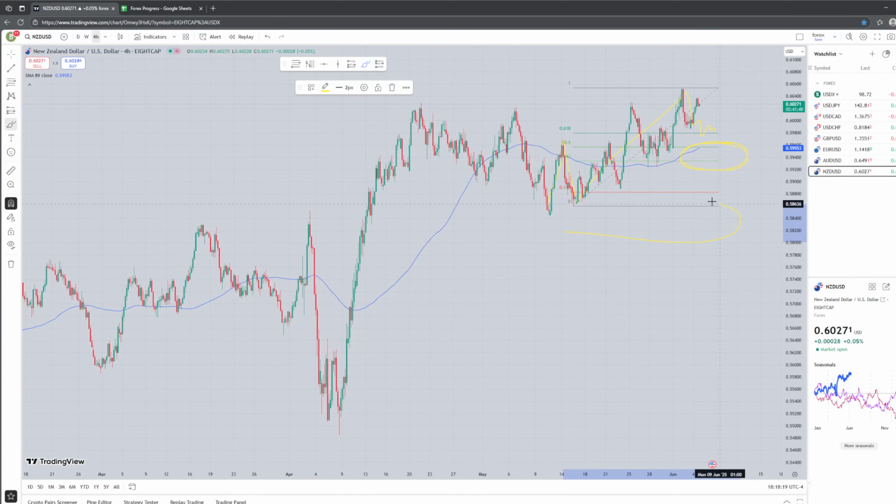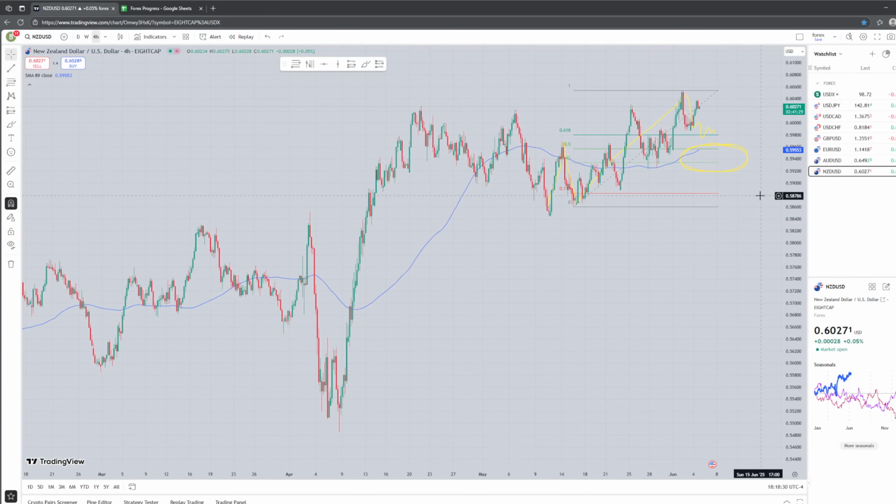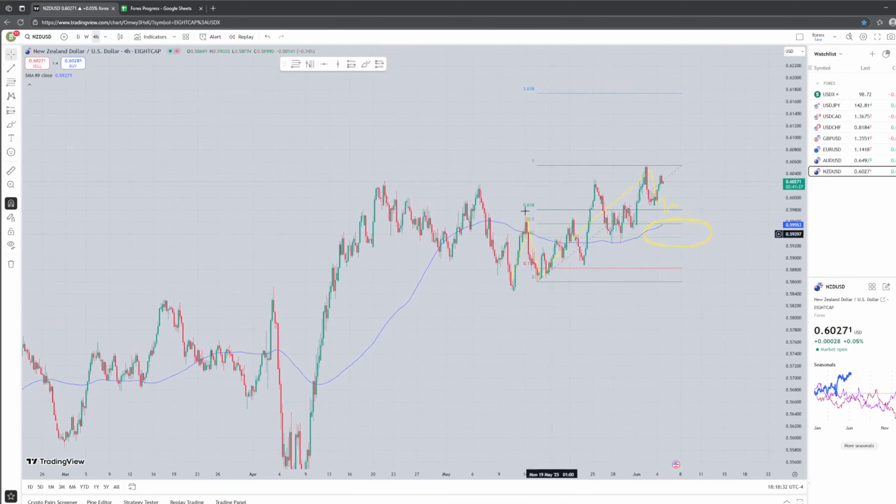If that is the case, I will set my stop loss below the local minimum here. We have really nice supports here, and I will set my take profit at the Fibonacci extension 1.618 up there if the market retraces at least into the 50% zone.